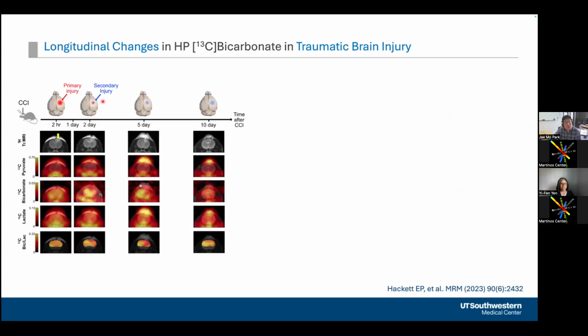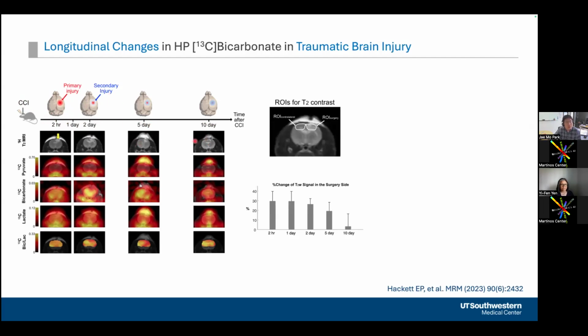So we tried to detect the metabolic change, the pyruvate metabolism changes over time, right after mild acute brain injury to the rat brain. For this, we used controlled cortical impact on the right side of the brain. We measured at 2 hours, 1 day, 2 days, 5 days, and 10 days longitudinally, which was really challenging, but we tried 30 different rats, and eventually we completed the data. And this is the result.